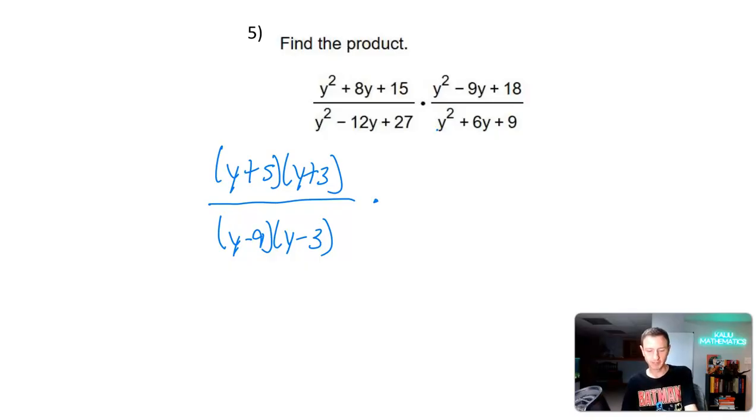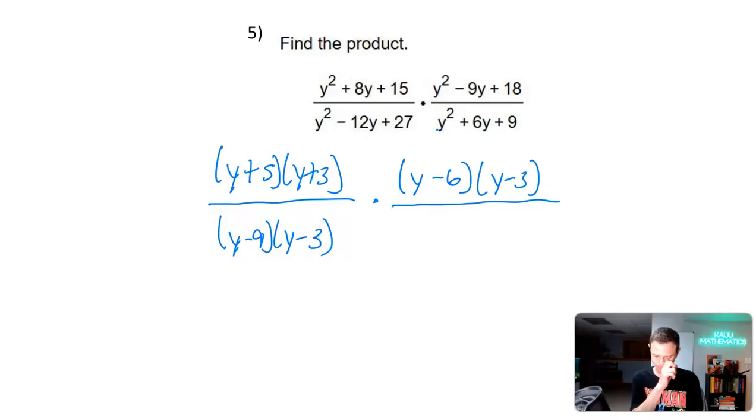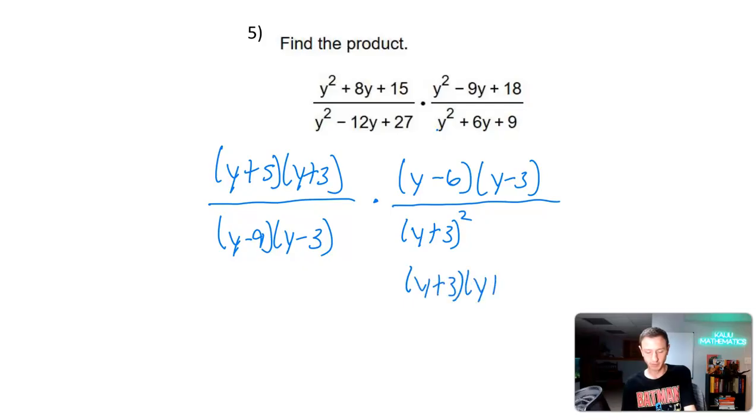Top right, y squared minus 9y plus 18. It's going to be, what is that, 6 and 3? Yeah, 6 and 3. Y minus 6, y minus 3. What else? So the y squared plus 6y plus 9, that's going to be y plus 3 squared, or y plus 3 times y plus 3. Not sure what your preference is on that, but that is the factoring there.